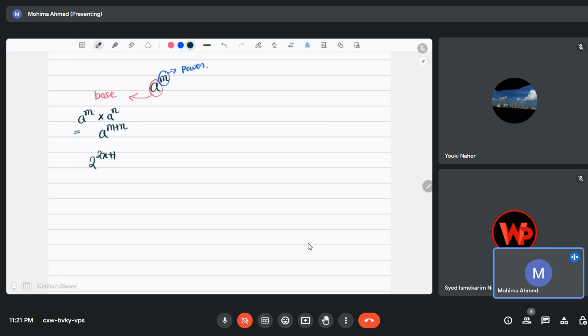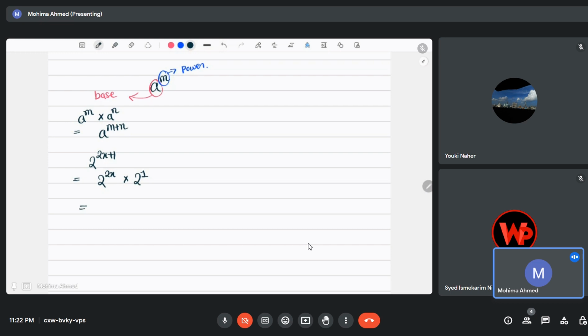It represents that the bases of this 2x and 1 were both 2 and they have been in a multiplied format. That's why the powers get added to each other. So you can break this down and write it like 2x multiplied with 2 power 1. So you can go in either way, forward direction, backward direction, both are correct.